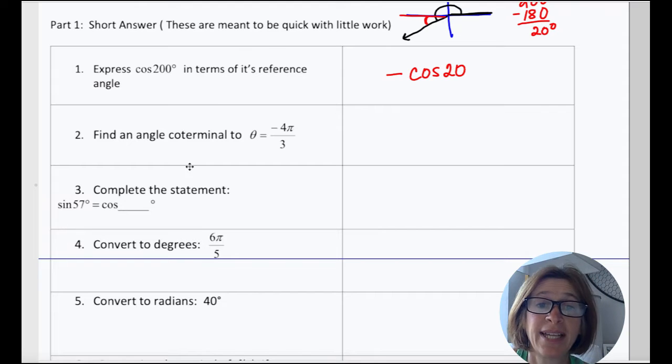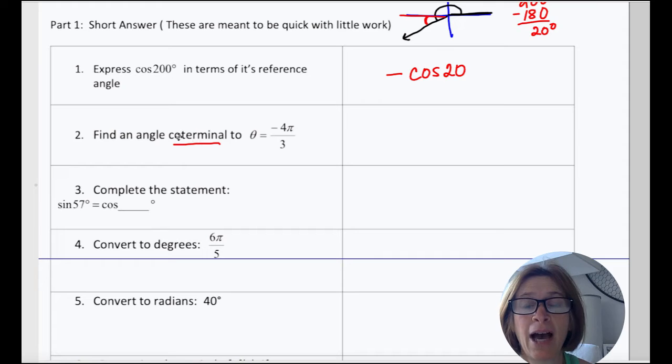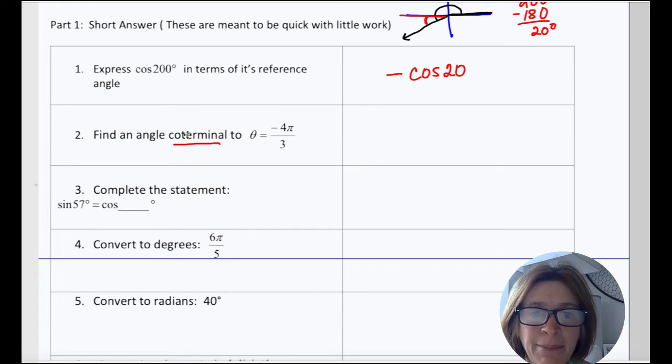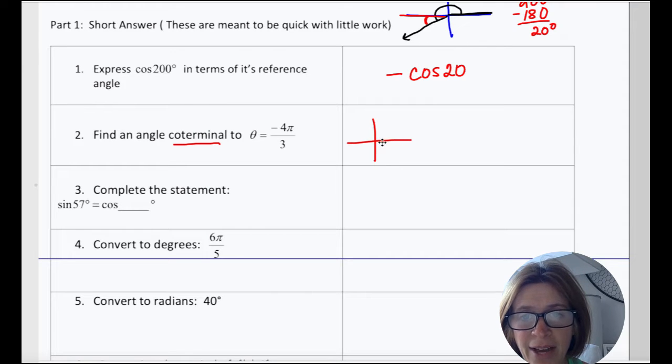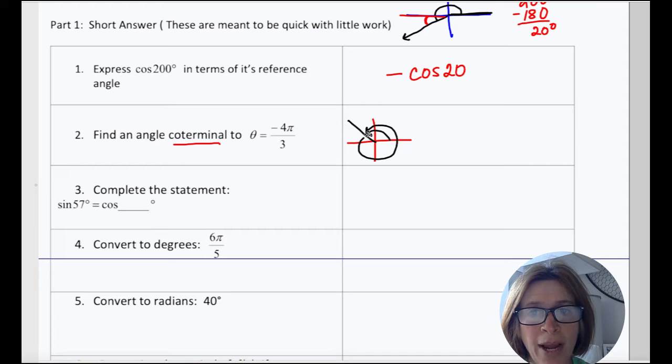Number 2, it says find an angle coterminal. As a reminder, a coterminal angle will end in the same place as the angle itself. So think about that for a second. If I have an angle and say it's right here, I went from here to here. For me to have a terminal side there again, I could go around one time in either direction. I could go this way one more time, but I'd have to go either 360 degrees or 2 pi.